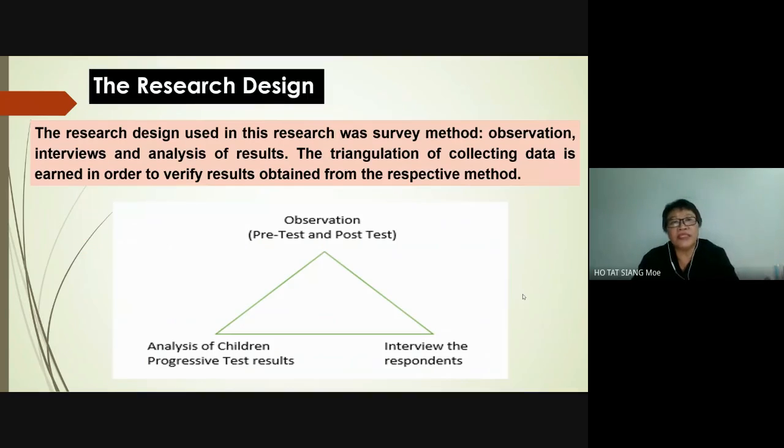Now, the research design. The research design used in this research was the survey method, that means observation, pre-test and post-test, interviews, the respondents, the 5 students, and analysis of the result. I give them progressive tests before and after. So the triangulation of collecting data is used in order to verify results obtained from the respective methods.